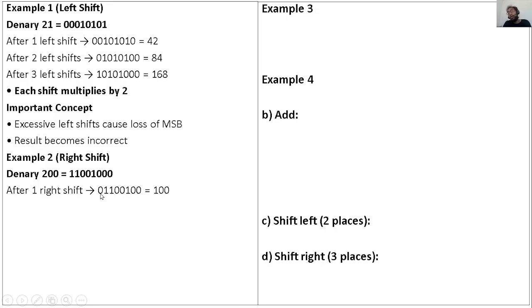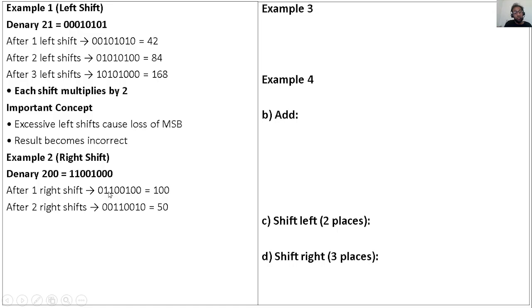On the leftmost significant bit, we are now left with no bit. When we are left with no bit, then we put 0 there. So this will become 011, and this value is exactly equal to 100 in denary. Again, if we shift it to the right, that will become 50.